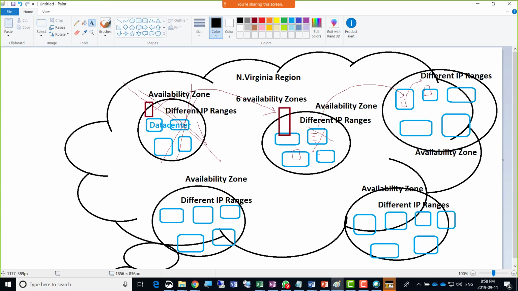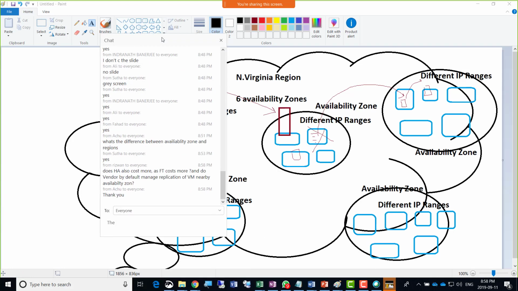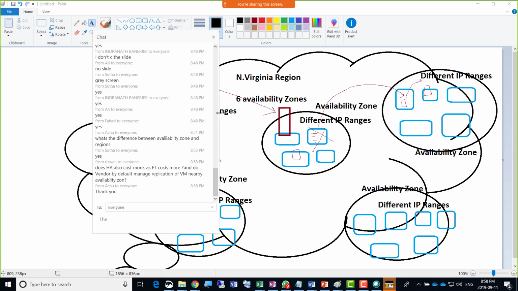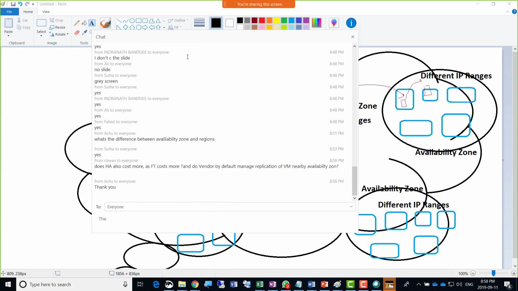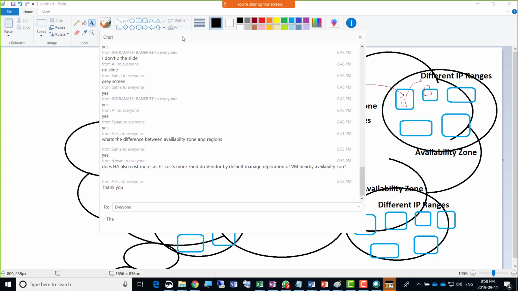Does HA or high availability also cost more as FT or fault tolerance costs more? And do vendors by default manage replication of VMs nearby? Oh, welcome. So nearby availability zone. There's another question here, guys, in the chat. Very good questions, important questions are coming our way. We should all be able to understand those questions and discuss them. The more questions about the topic, the better we all understand the whole environment.